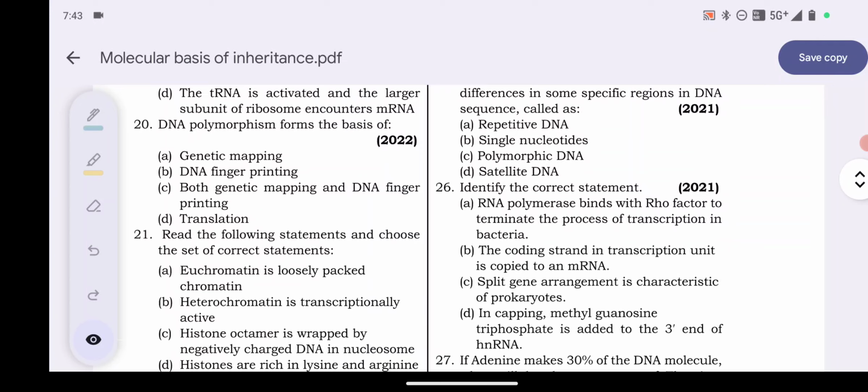Question number 20. DNA polymorphism forms the basis of genetic mapping, DNA fingerprinting, both genetic mapping and DNA fingerprinting, translation. So here the answer will be option C, both genetic mapping and DNA fingerprinting. Polymorphism in DNA sequence is the basis of genetic mapping of the human genome as well as DNA fingerprinting. So C is the correct answer.